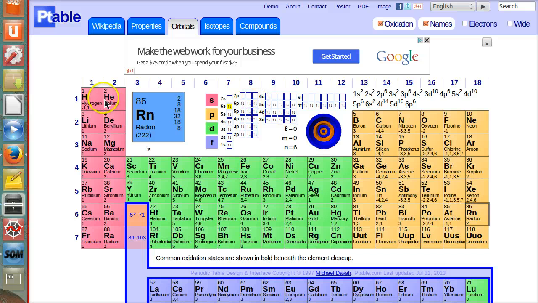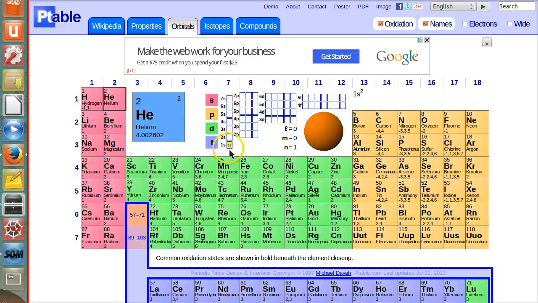The only exception to that rule is helium, and that's because helium only has 2 electrons, and its outermost shell is shell 1, and it can only hold 2. So it still has a full outermost shell.